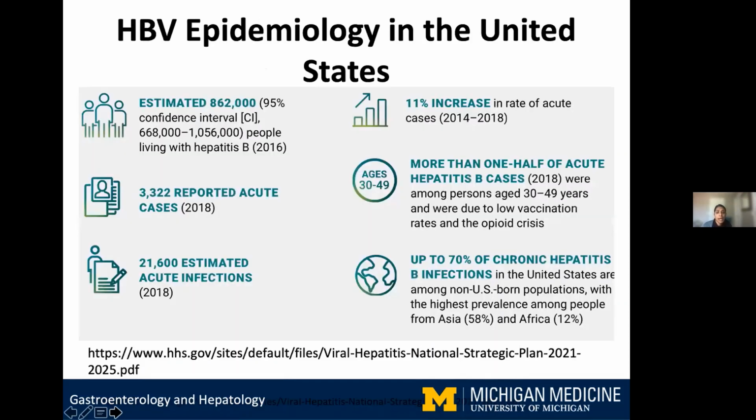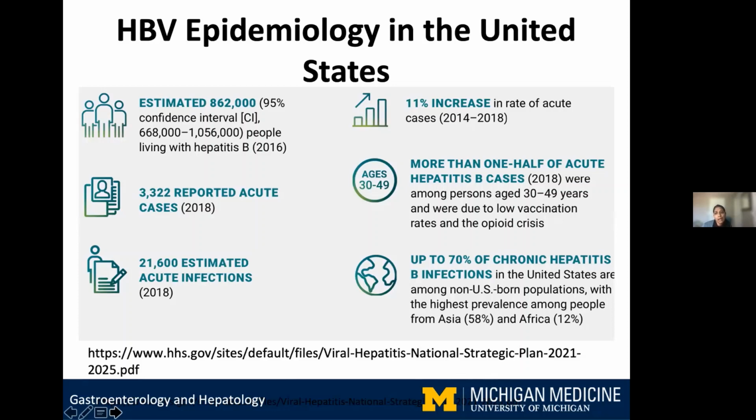death. And what's been happening more recently over the last several years in the United States, along with a rise in Hep C cases nationally paralleling the opioid epidemic, we've seen a dramatic increase in the number of hepatitis B cases. So as of 2018, there have been over 3,000 reported acute cases of Hep B, and there are an estimated 21,000 acute infections. This represents, over 2014 to 2018, an 11% increase in acute cases.